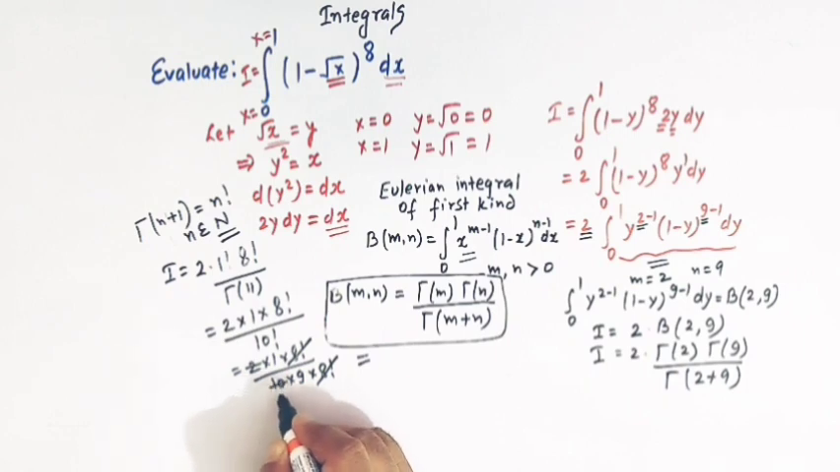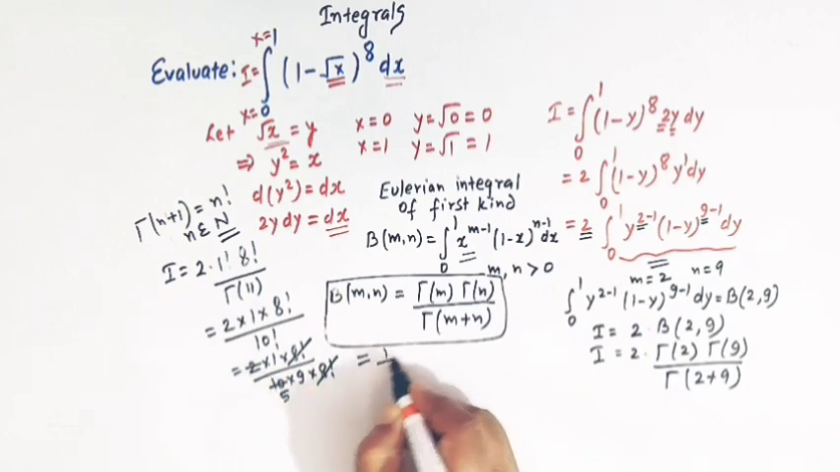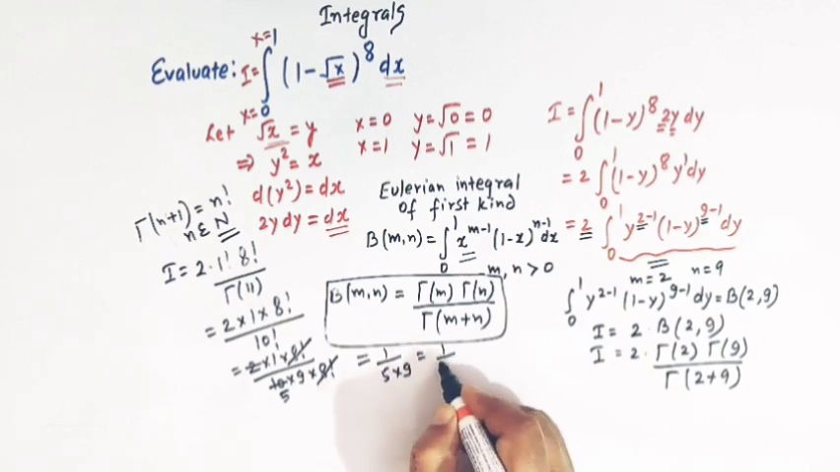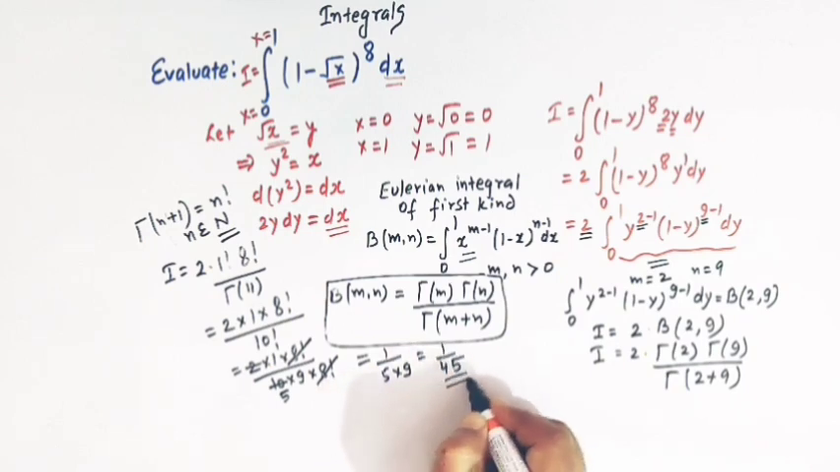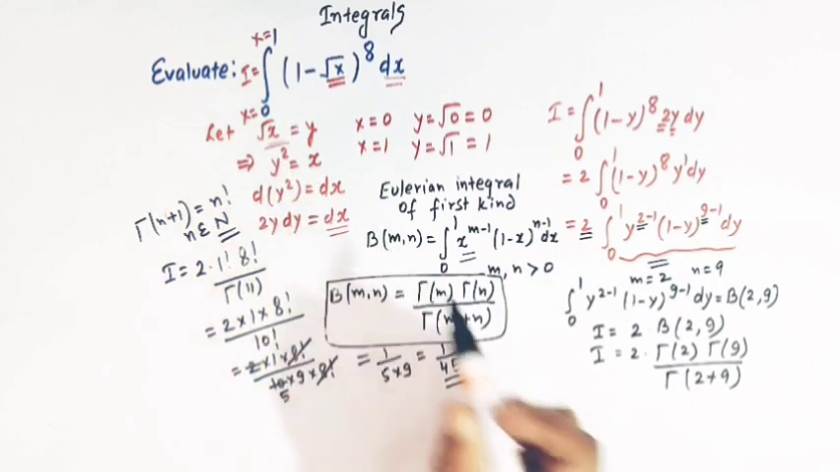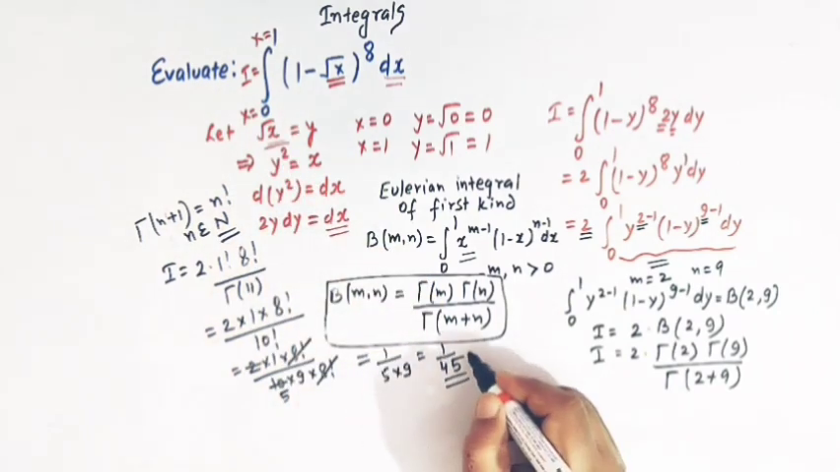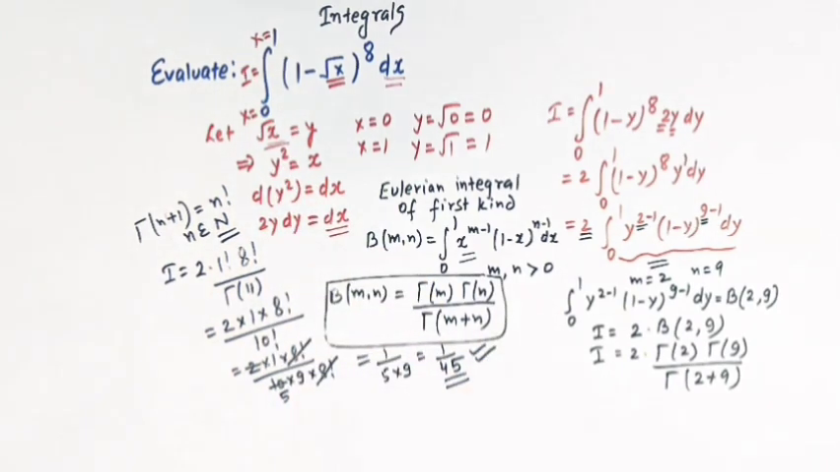Here we have 2 5s are 10. So we have 1 over 5 times 9, that is equal to 1 over 45, right? So the value of this integral is equal to 1 over 45, right?